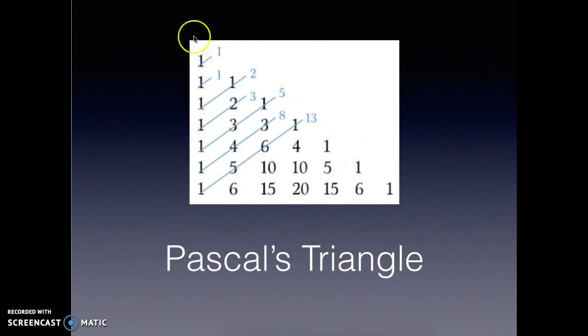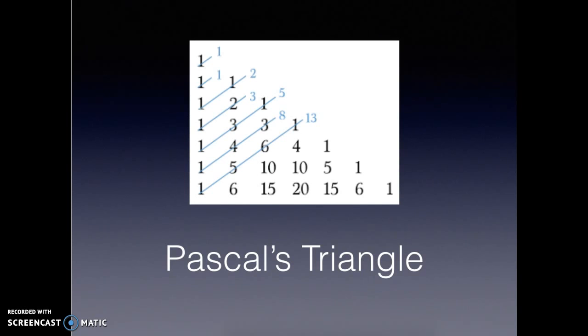And Pascal's triangle actually shows how to get the numbers in the Fibonacci sequence. Right here, you see if you draw this line, there's a 1, that's the first number in the sequence. Then there's another 1. Then you do 1 plus 1, that gives you 2. Then you have 3, 5, 8, 13, and so on. And those are the numbers in the Fibonacci sequence.